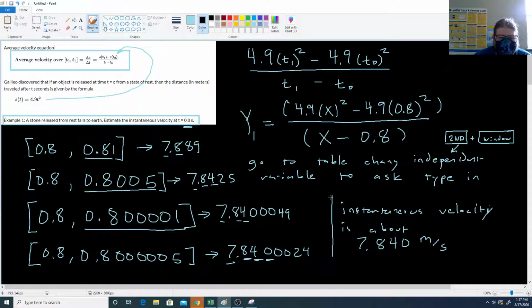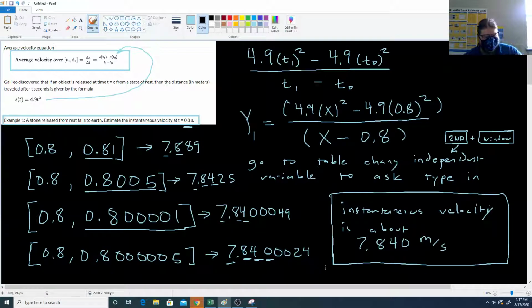So we looked at the average velocity over smaller and smaller time intervals, and the closer the time interval is to the value that we want the instantaneous velocity at, the closer the average velocity value will be. So we look at average velocity where one end of the interval is fixed at the number that we want, and the other end we let get closer and closer to that value, and then the average velocities of those shrinking time intervals will converge to the instantaneous velocity, like we can see in this case. So that's our first example.